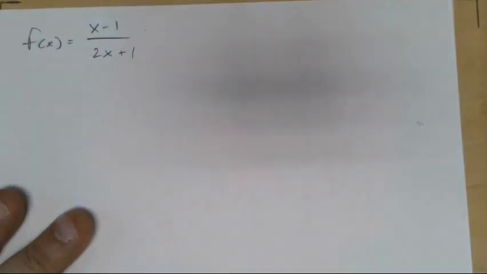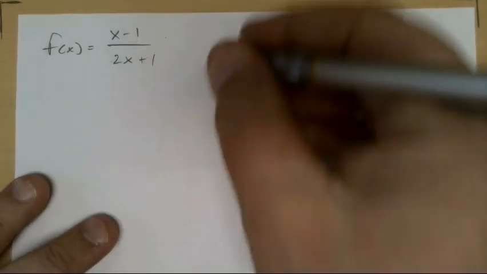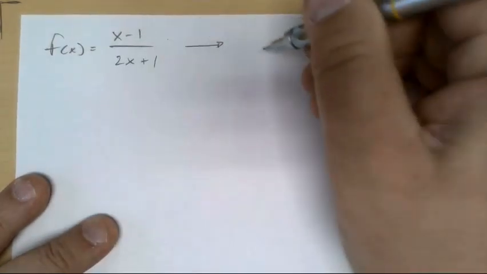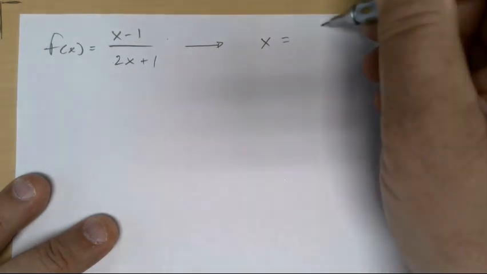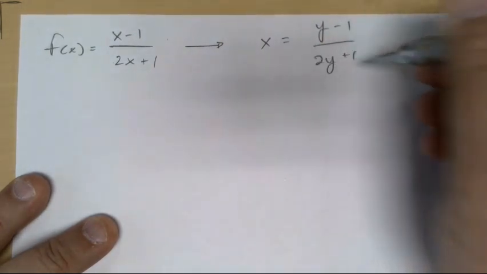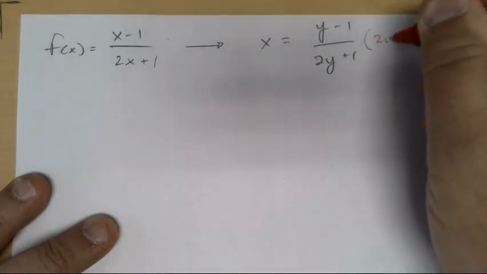To find the inverse, I need more room than I have there, so I'm going to look here. This isn't one that I can do the think-through approach that I talked about earlier. This is one I've just got to switch through. So I'm going to change this to x's, and I'll change this to y minus 1, and this to 2y plus 1. And I'll multiply both sides by the 2y plus 1.